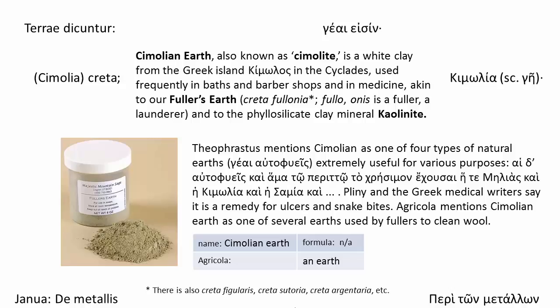Theophrastus mentions chemolian as one of the 4 types of natural earths, extremely useful for various purposes. Pliny and the Greek medical writers say chemolian earth is a remedy for ulcers and snake bites. Agricola mentions chemolian earth as one of several earths used by fullers to clean wool.